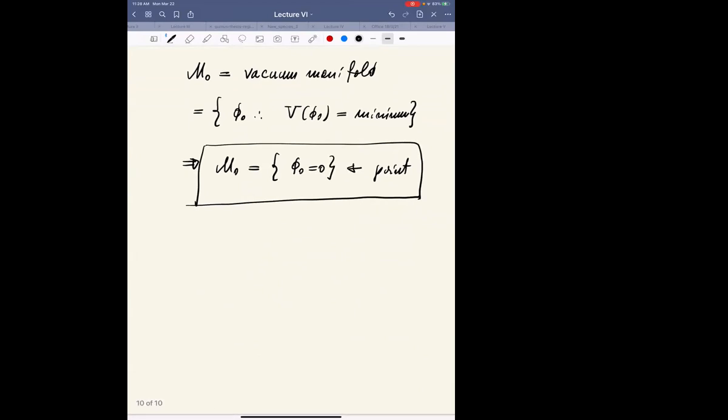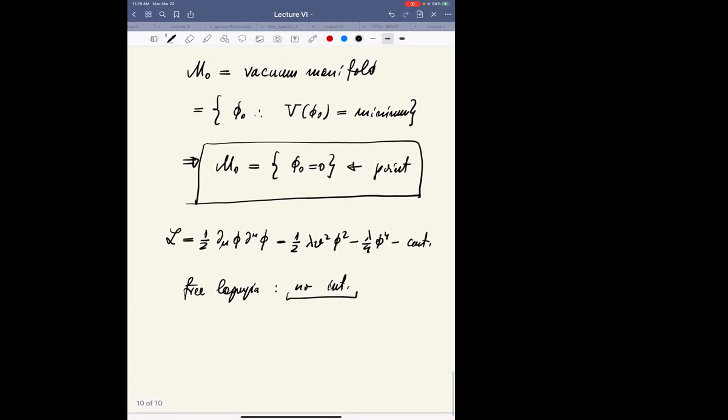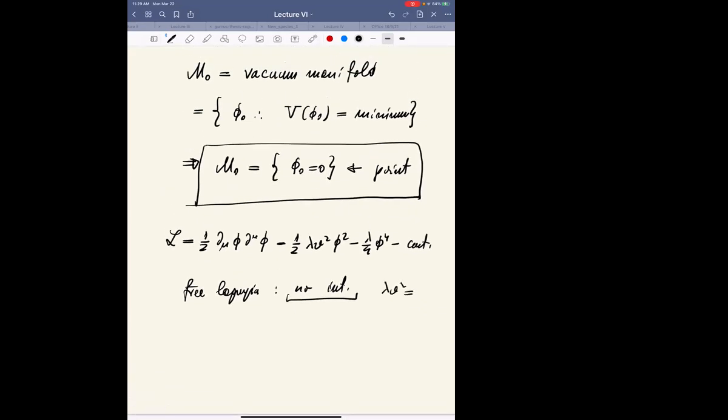But let's understand what this Lagrangian describes. It is 1/2 d mu phi squared minus the potential. The potential is minus 1/2 lambda v squared phi squared minus lambda over 4 phi to the fourth. There is also a constant, I don't care. Let's take the free Lagrangian, no interaction. And remember, lambda v squared is some mass term, mu squared.